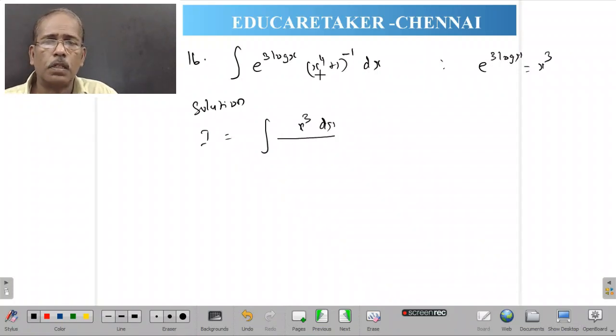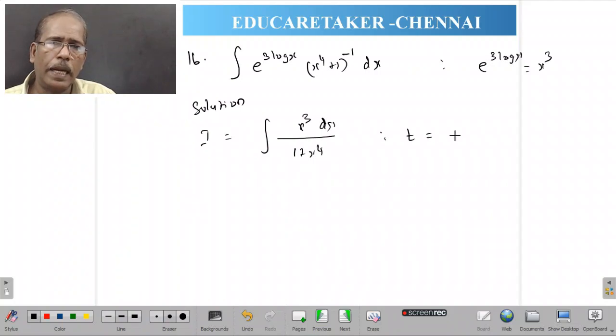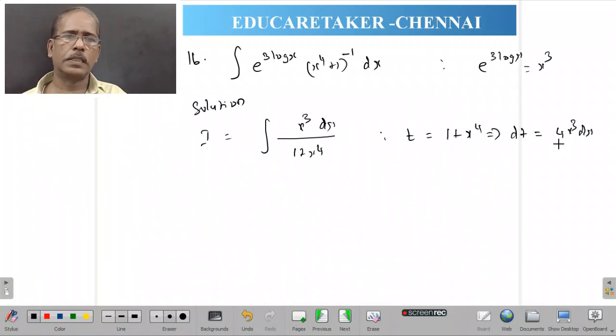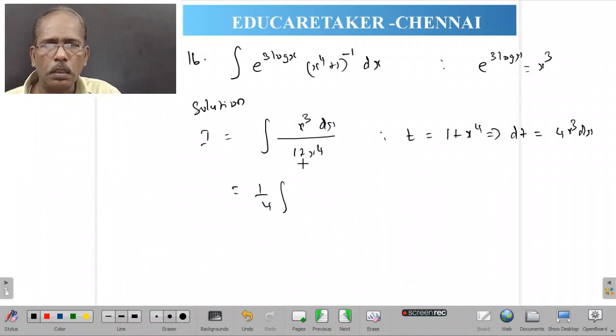Then we have the reciprocal form, (x power 4 plus 1) whole power minus 1, that is 1 over 1 plus x power 4. If we take t as the entire denominator, 1 plus x power 4, the corresponding differential is dt on the left side and 4x cube dx on the right side. So x cube dx should be 1 by 4 dt. Then I becomes 1 by 4 integral of dt by t.